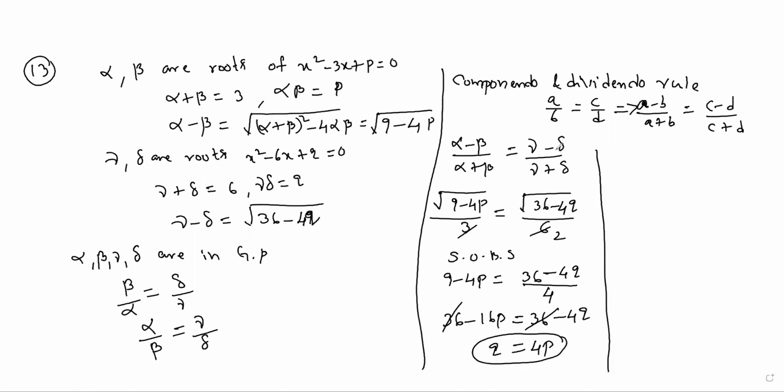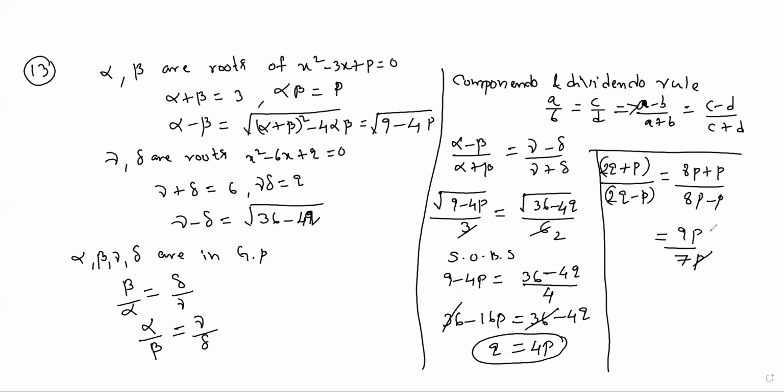Now they are asking the value of 2q plus p divided by 2q minus p. Q value is 4p, so 2 into 4p is 8p. That gives 8p plus p by 8p minus p. Numerator is 9p, denominator is 7p. p cancels. What is the ratio? It is 9 by 7. 9 by 7 means which option? Option B is the correct one.